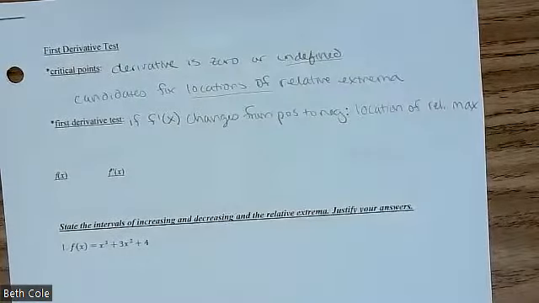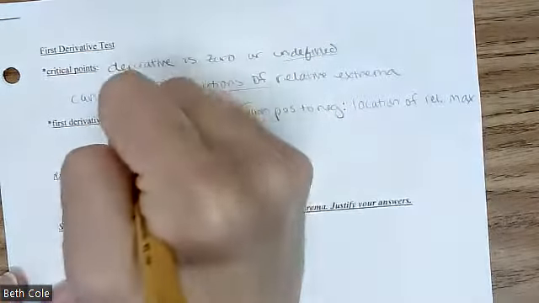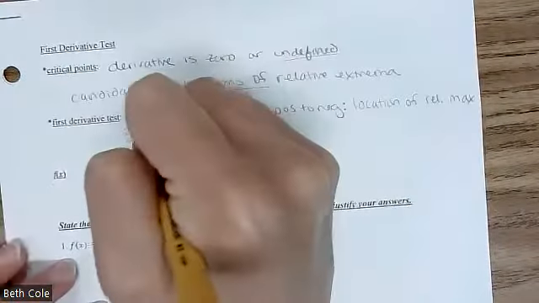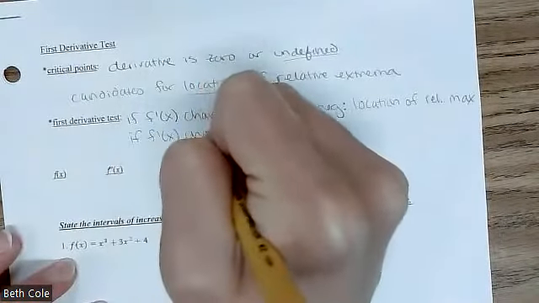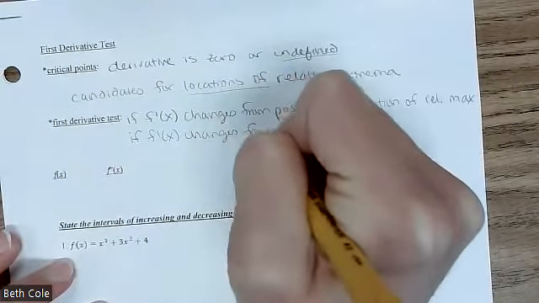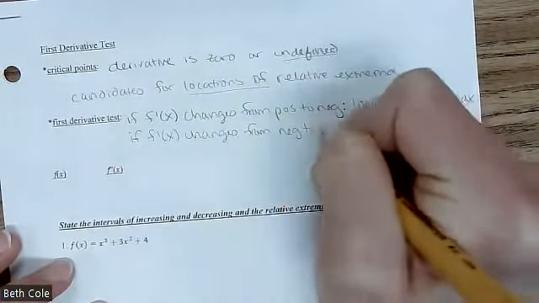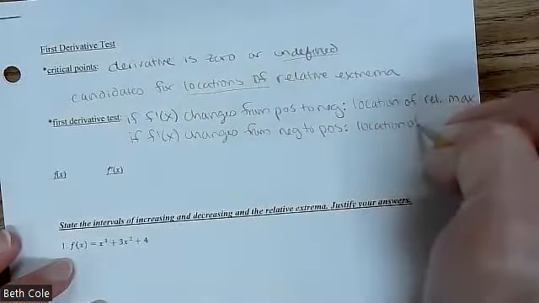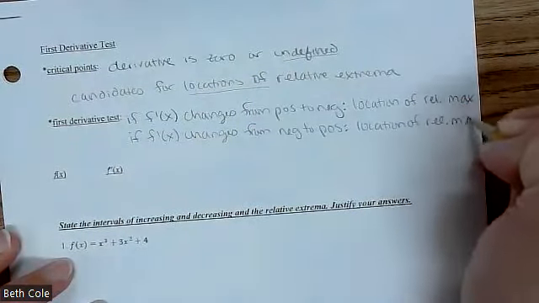Because if the derivative changes from positive to negative, it means your actual function changed from increasing to decreasing. So if it goes up and then goes back down, you end up with the peak of the mountain there. And then here's what I call the sibling statement. It's going to be the exact same thing, but I'm going to change it. If the derivative changes from negative to positive, then that is the location of a relative minimum.